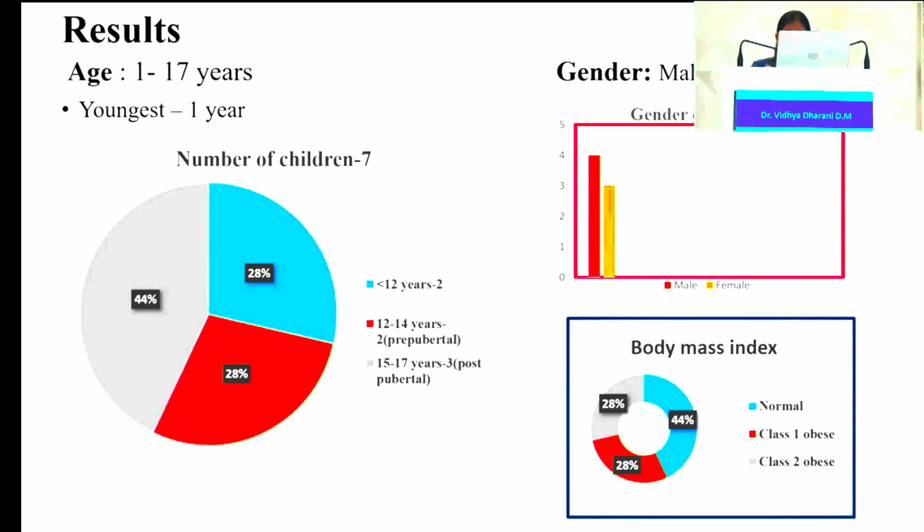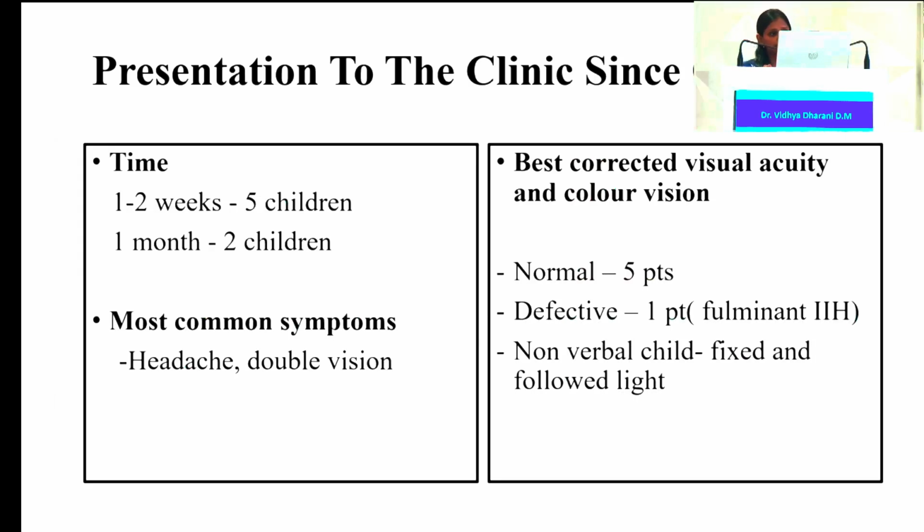4 children in this study were obese and 3 had a normal BMI. 5 children came to us within 1 to 2 weeks of onset of symptoms, while 2 children came a month later. The most common presenting symptoms were headache and double vision. 5 children had normal best-corrected visual acuity and color vision, while it was defective in 1 child who had fulminant IIH. The 1-year-old child was able to follow and fix light.